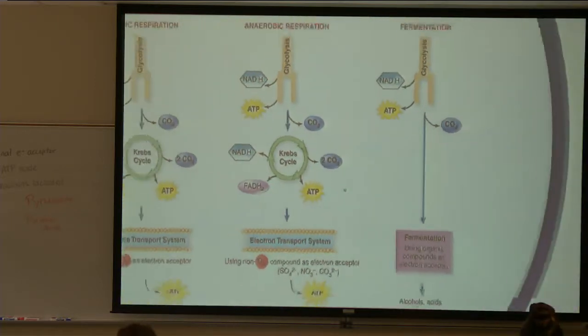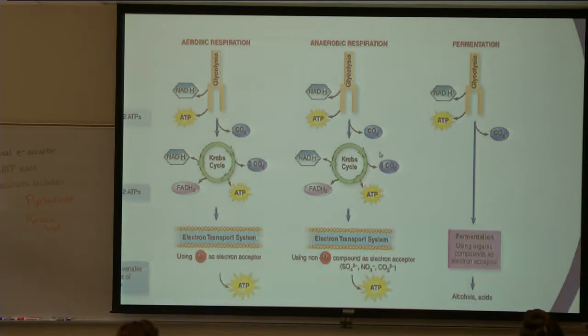Okay, so real quick, let's summarize our points up here. First, final electron acceptor for aerobic respiration, what is it? Oxygen. What is the final electron acceptor for anaerobic respiration? Non-oxygen compounds such as sulfate, carbonate, nitrate. What is the final electron acceptor for fermentation? Pyruvate, an organic compound.